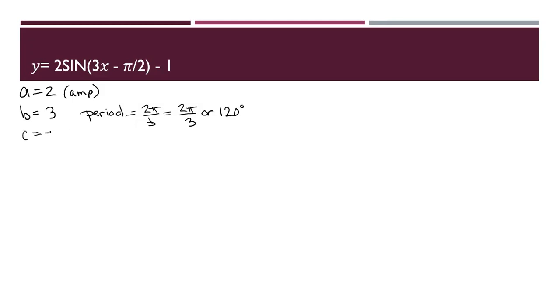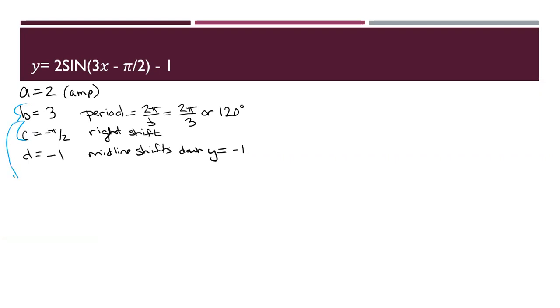Our C value is a negative pi over 2. So I know that this thing is going to shift right. And our D value is negative 1. So I know that my midline shifts down to y equals -1. Because I have that b and c value that's been affected, I have a new starting and stopping point.